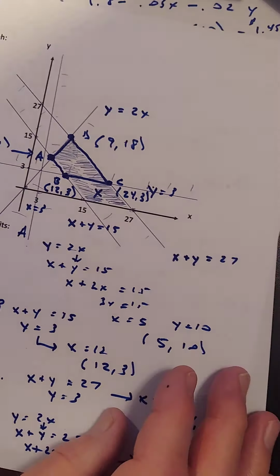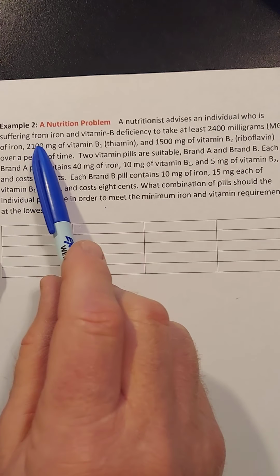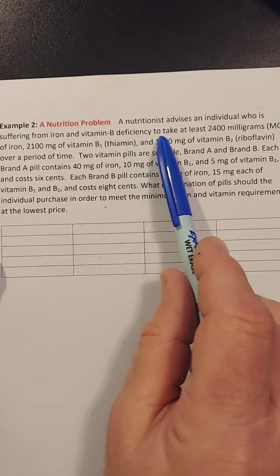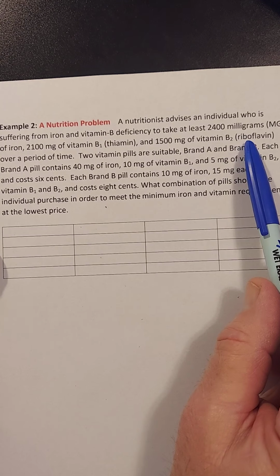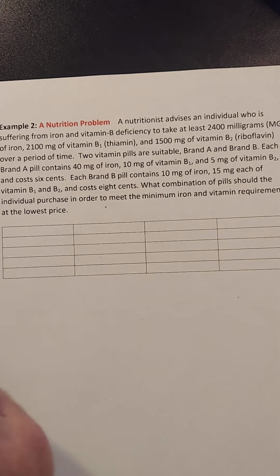This is going to be a minimization problem. And let's see what happens here. A nutritionist advises an individual who is suffering from iron and vitamin B deficiency to take at least 2,400 milligrams of iron, 2,100 milligrams of vitamin B1, which is thiamine, and 1,500 milligrams of vitamin B2, which is riboflavin, over a period of time. 2 vitamin pills are suitable, brand A and brand B.